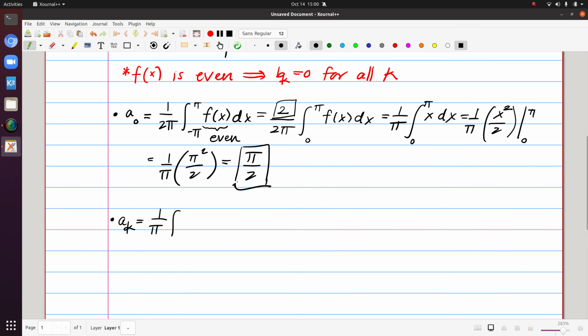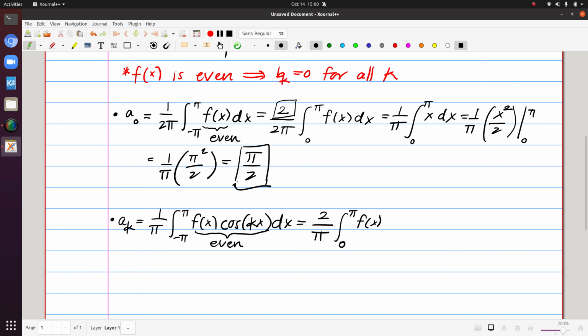If I now move on to finding my a sub k's, we need to integrate 1 over pi times f cosine kx from minus pi to pi. And we have an even function times an even function, f times cosine. So yet again, that product is even. So not a necessary simplification, but I, yet again, could say that this is twice the integral from 0 to pi of the very same integrand.